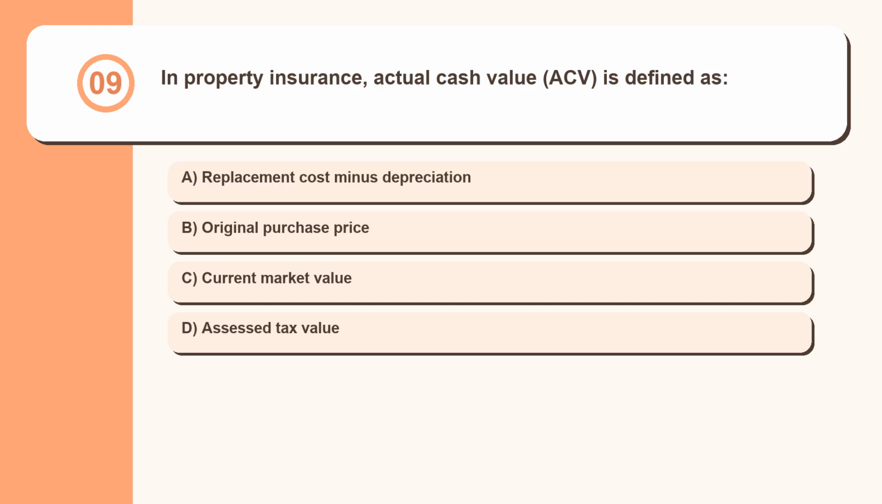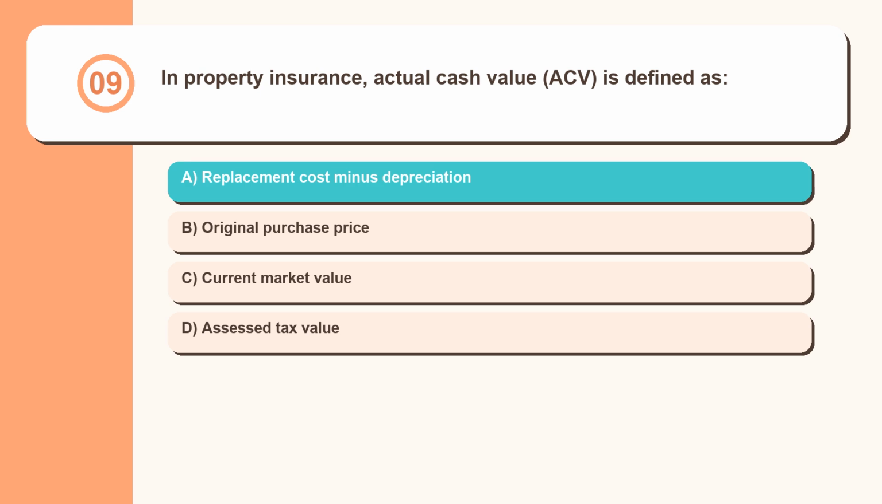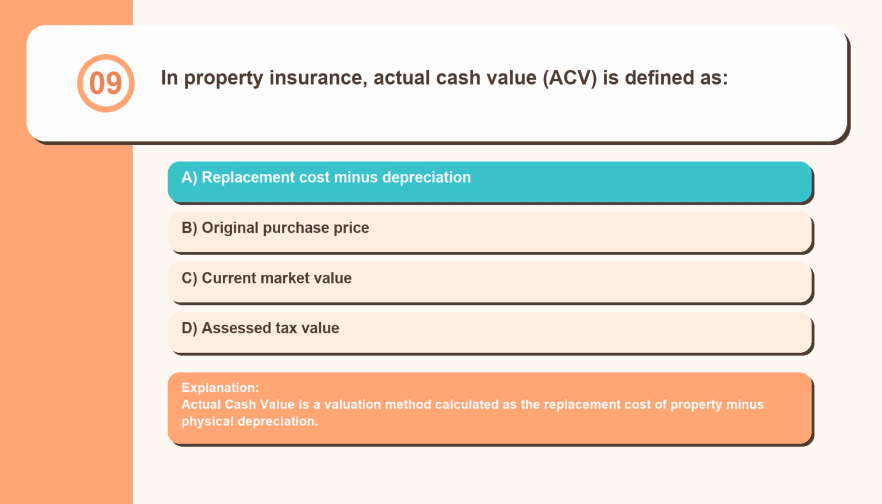Question 9. In property insurance, actual cash value, ACV, is defined as: replacement cost minus depreciation, original purchase price, current market value, assessed tax value. Actual cash value is a valuation method calculated as the replacement cost of property minus physical depreciation.